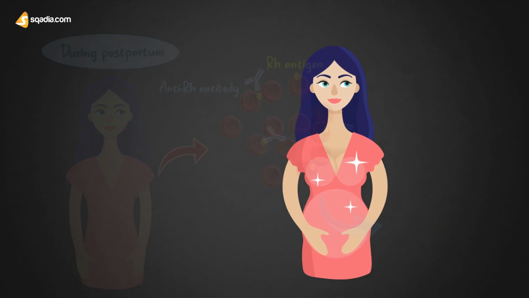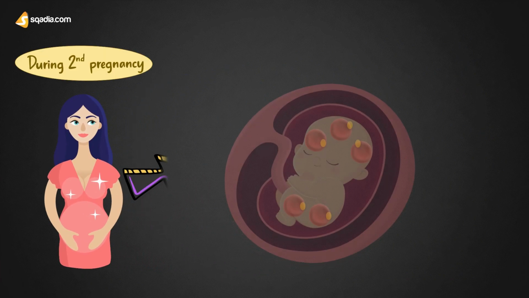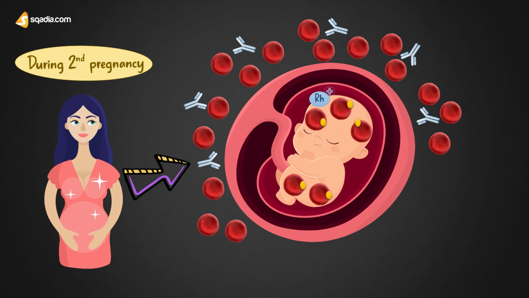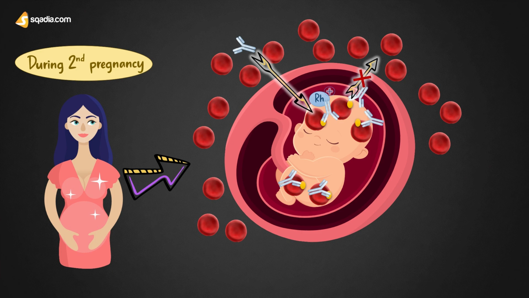So now, when the mother conceives for the second time, or during the second pregnancy of that mother, and if the fetus happens to be Rh positive again, the Rh antibody from the mother's blood crosses the placental barrier and enters the fetal blood. As we know, the Rh antigen cannot cross the placental barrier, whereas the Rh antibody can cross it.